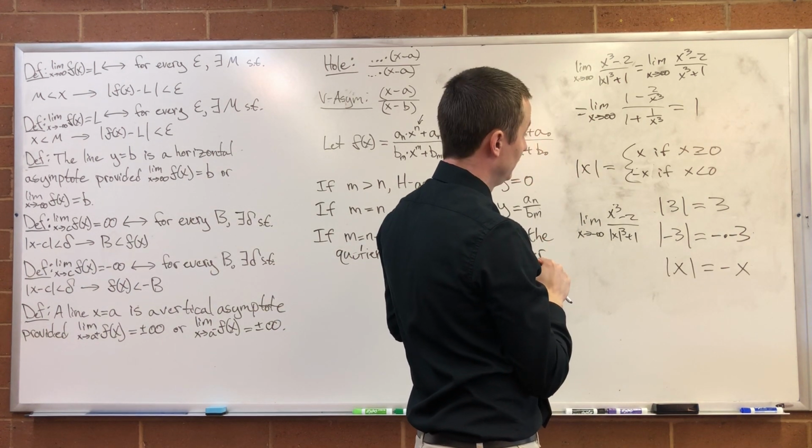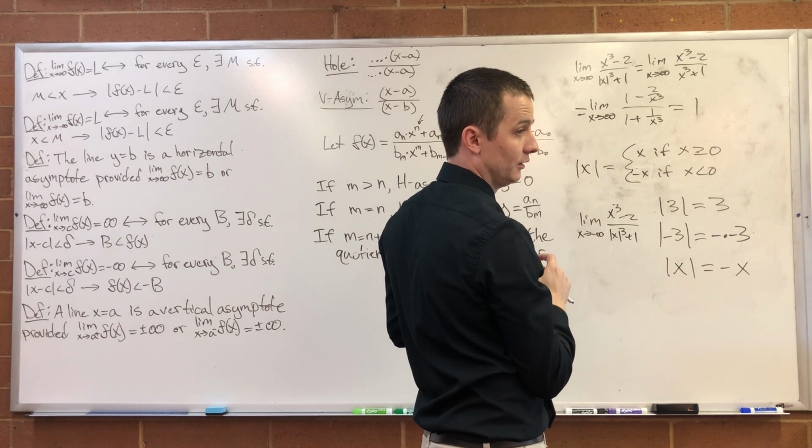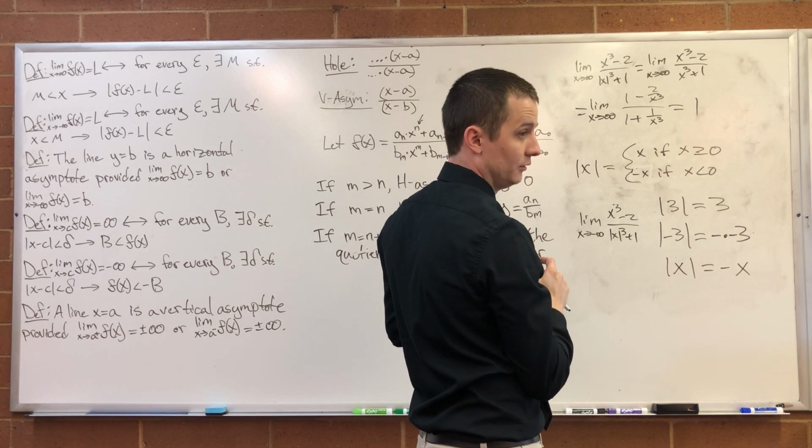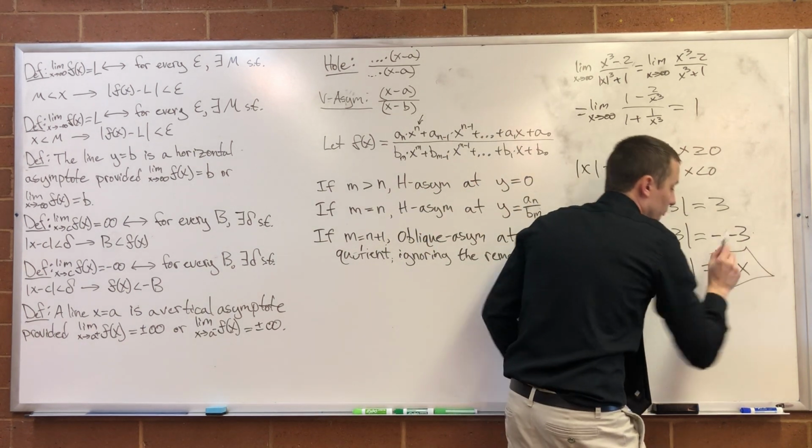If the number is less than 0, which means that it's a negative value, I'm going to put another negative on it, which makes it a positive. But negative x can be a positive number, is the whole point.